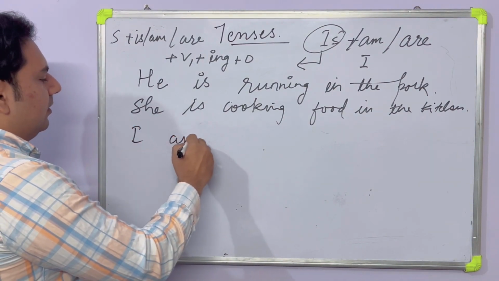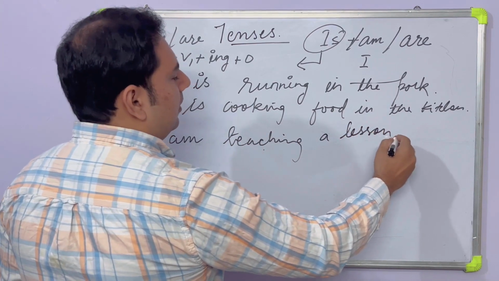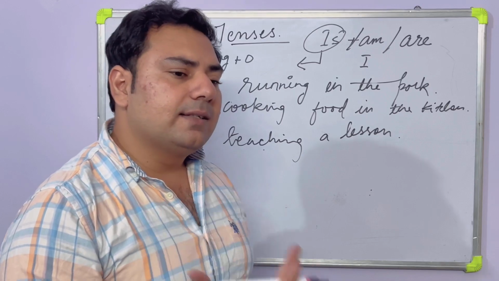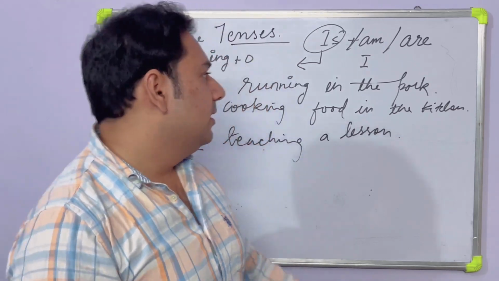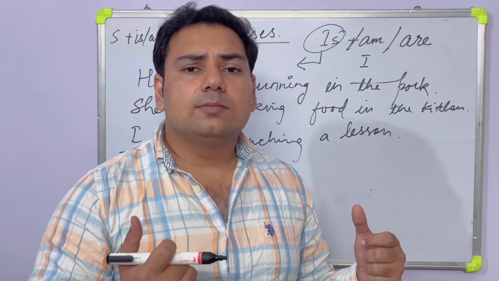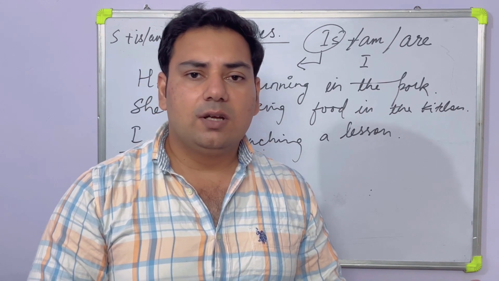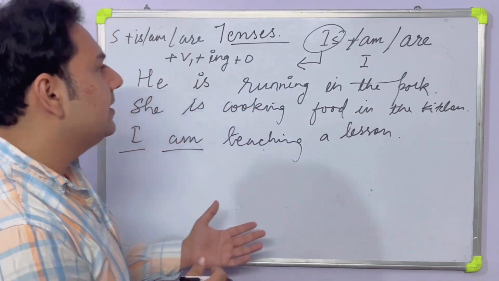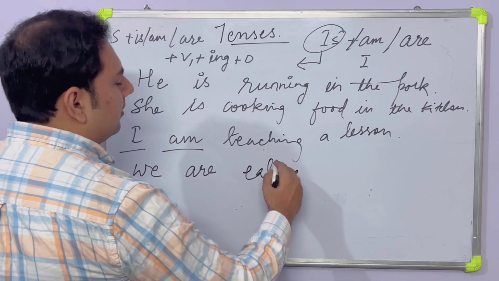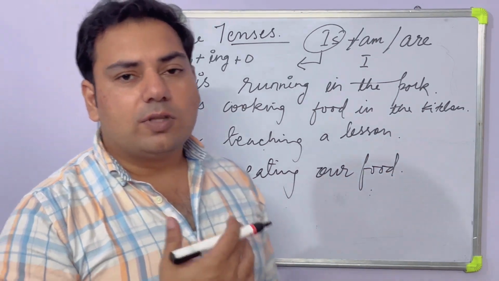I am teaching a lesson. I am teaching a lesson based on tenses, and this is how I'm going to use multiple sentences. Like we are learning new things in the class. They are going to watch a match in the stadium. So this is how you have to use these sentences. We are eating our food in the cafeteria. So this is how you can make the sentences.